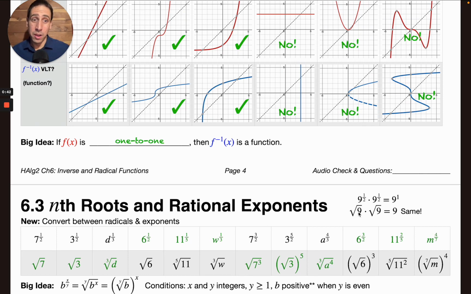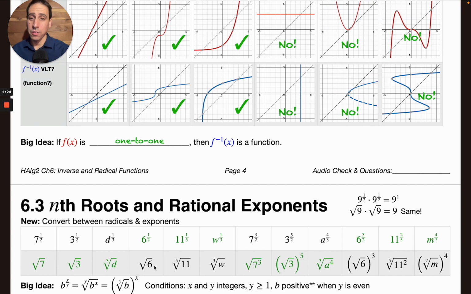So what does it mean to have a fraction as an exponent? It means a radical. Fractional exponents are going to turn into square roots. So you can see 7 to the 1 half. What does that really mean? It's the same thing as square root of 7. The 3 to the 1 half power, this is new. We've never seen this before. We're converting between radicals and exponents, and so this fractional exponent is going to be square root of 3. D to the 1/3 power. Well, the 3 in the denominator of this fraction indicates that this is the cube root of d.